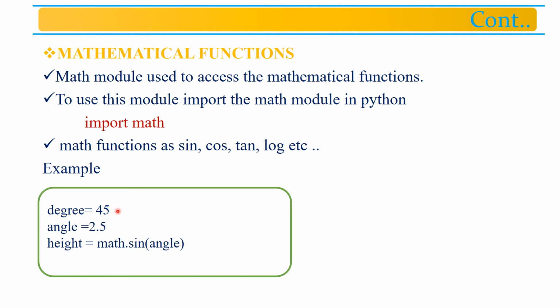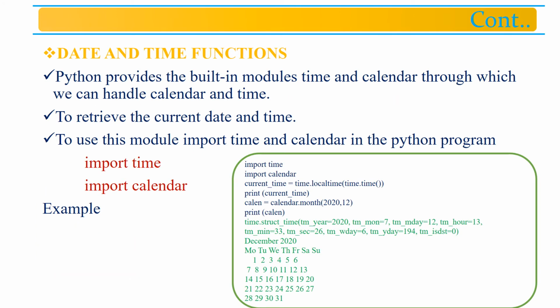Here is one simple example that I have given for accessing the mathematical functions. The next one is the date and time functions. Python provides built-in modules, time and calendar, through which we can handle the time and the calendar. To retrieve the current date and time, we need to import the modules: import time and import calendar. Here I have given an example.